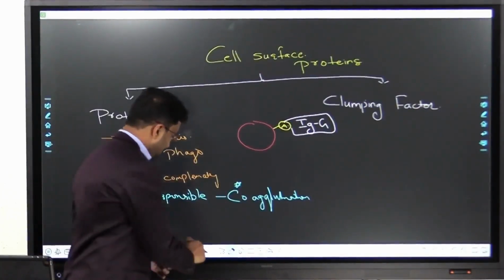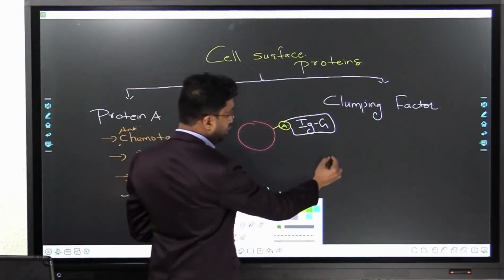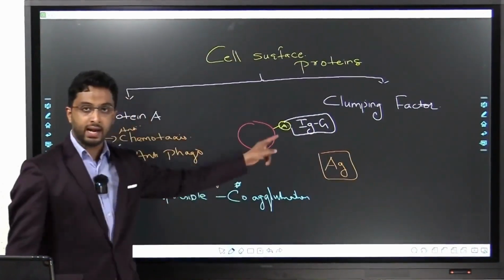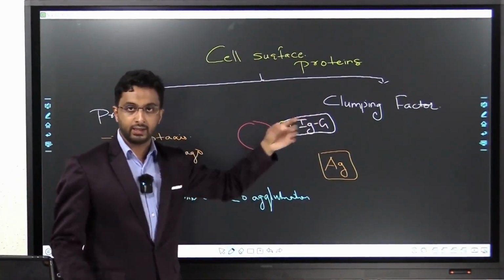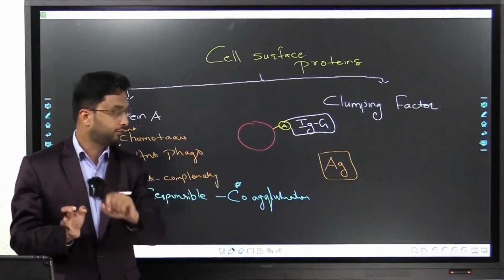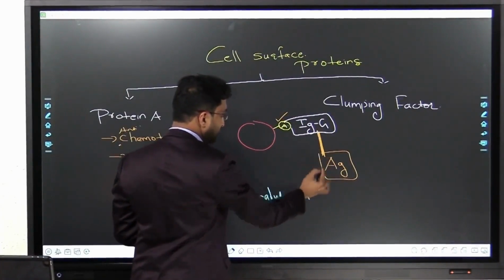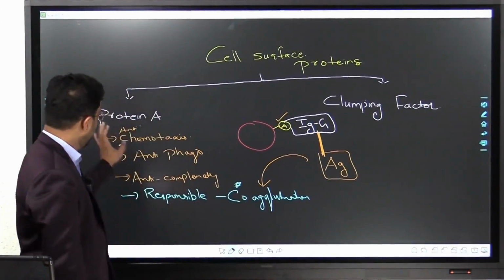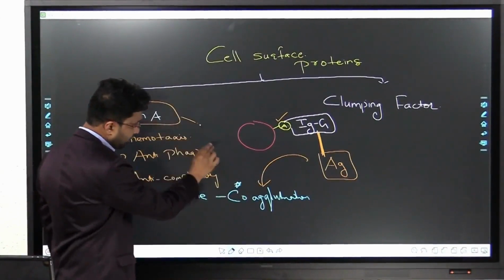Now you have a complex. You put in from outside a known antigen which can react with this complex. If the complex is there, this antigen will react and they form an agglutination, a kind of clot. Just think of it this way. So if protein A is present, this reaction will take place and you get coagglutination. If you don't understand anything, know that protein A is responsible for coagglutination.